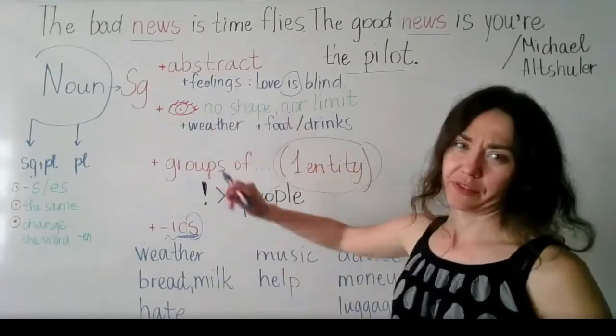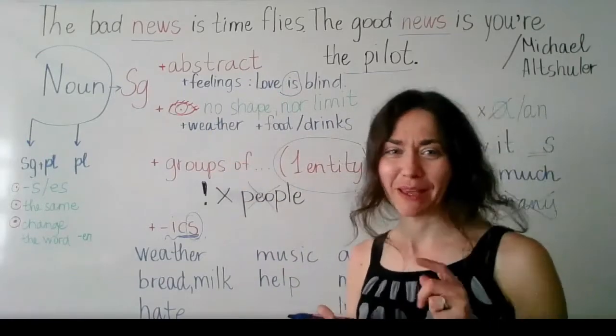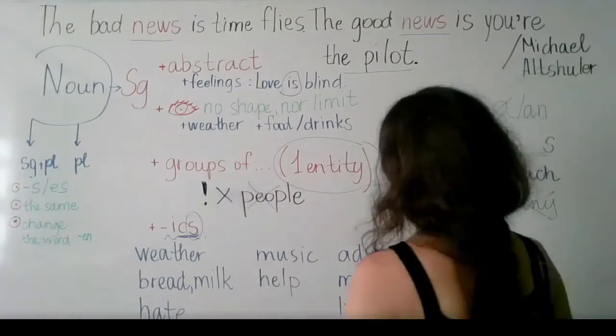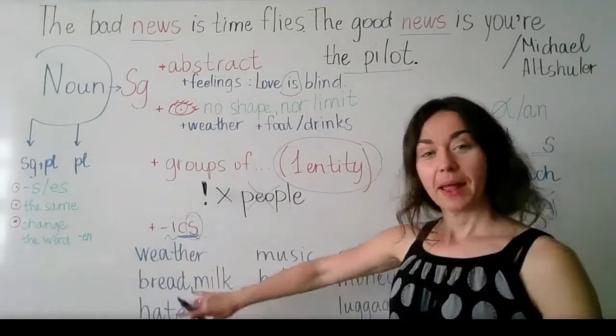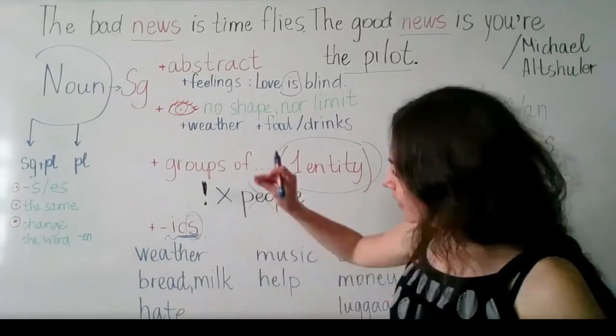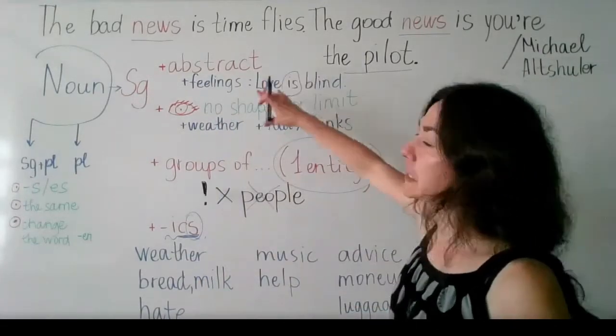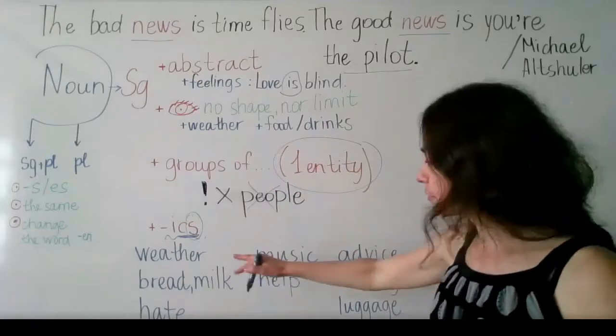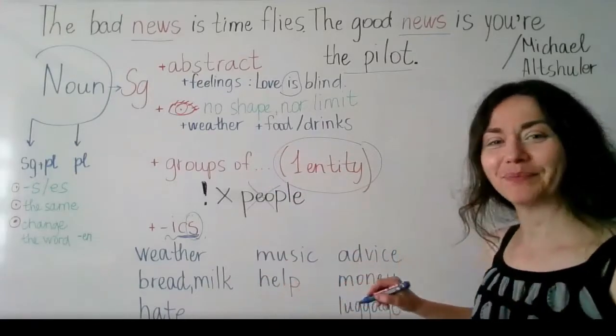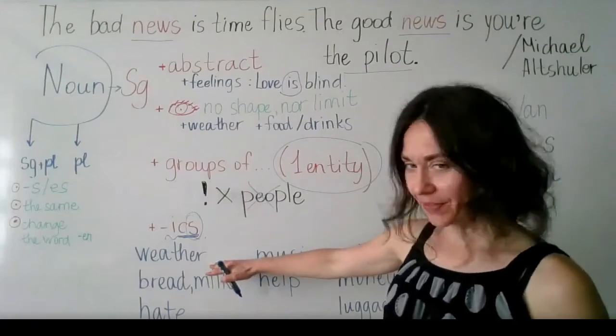How can you remember these rules? Now you're confused, I'm sure. So what can we do? As always, we can make a sentence. And I have picked some words which will help you to remember these different groups of words. So let's read these words. Can you help me? Waiter. Weather, yep.